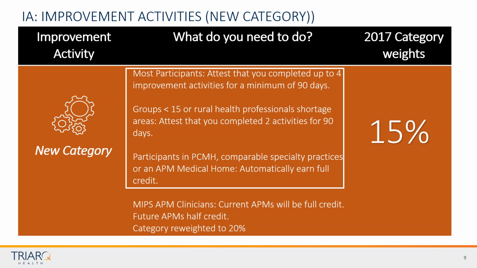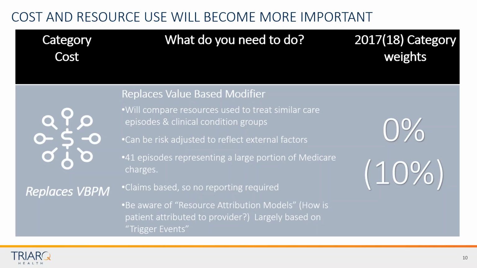If you are in an ACO, if you're a MIPS APM clinician, you get full credit for this category. You don't have to do anything different or separate, and it's reweighted to 20% if you're a MIPS APM clinician. And then here we talk about cost just briefly, remembering that we don't have to worry about it this year, but next year it will be worth 10%.